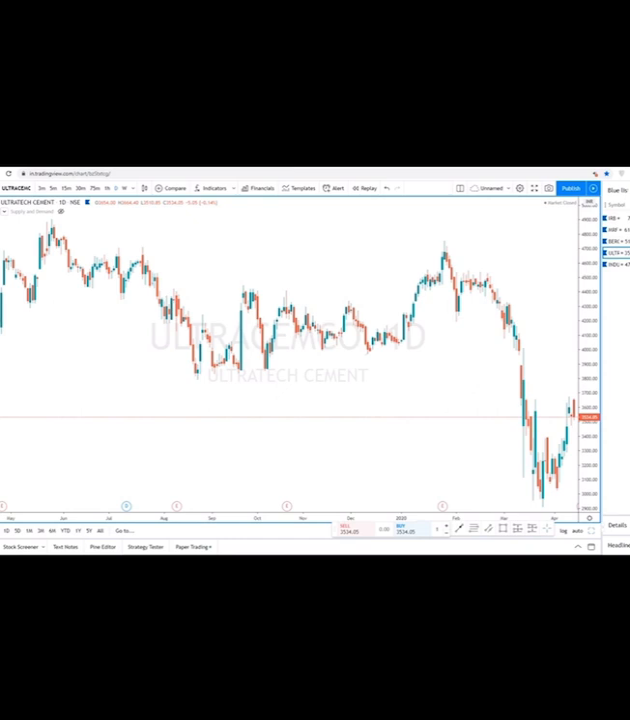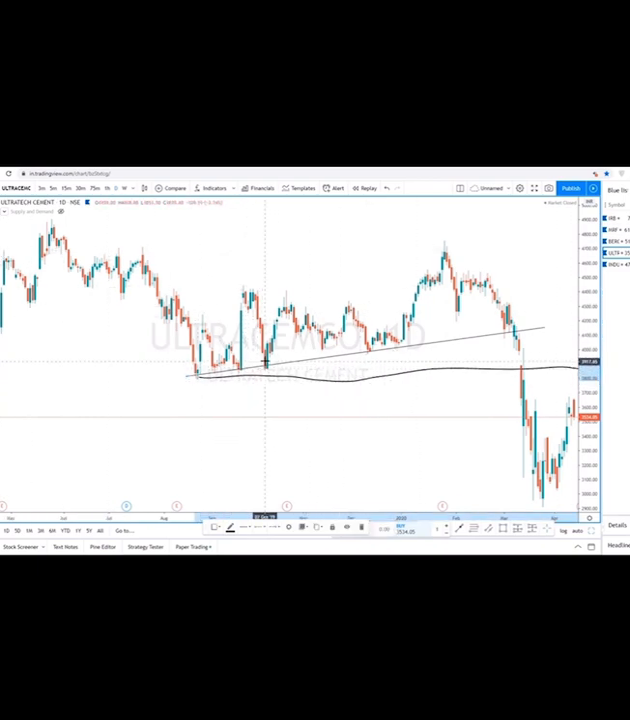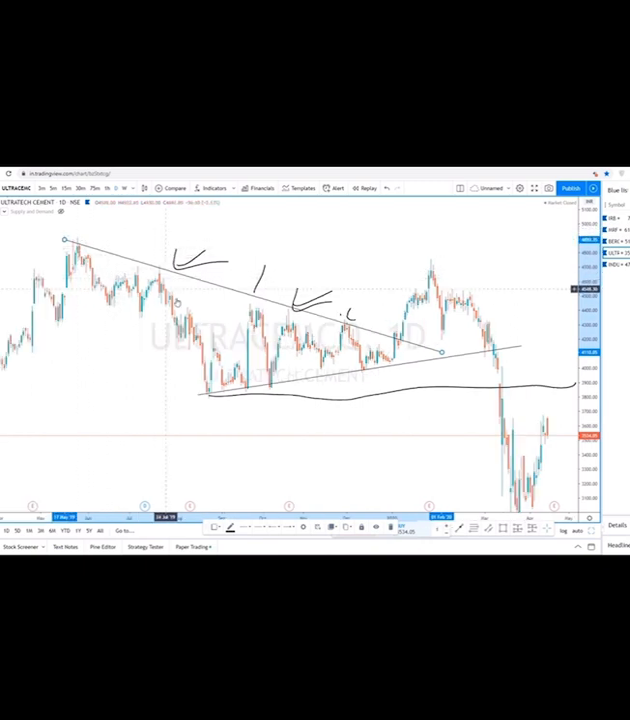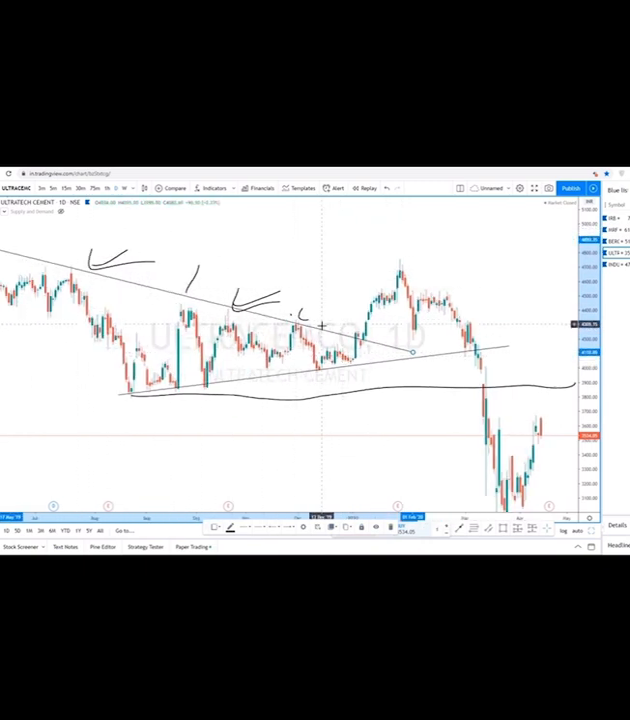Here in Ultratech Cement, I see rejections. 1, 2, 3, 4, 5, 6. Every time it rejects, if you see, this is the line. They are very aggressive and they are buying at a higher price. And here also what's happening, they are shorting. This is the reversal, 1, 2, 3, and also maybe here, oh sorry, just a second, this one. Okay, 1, 2, 3, totally 3 times.